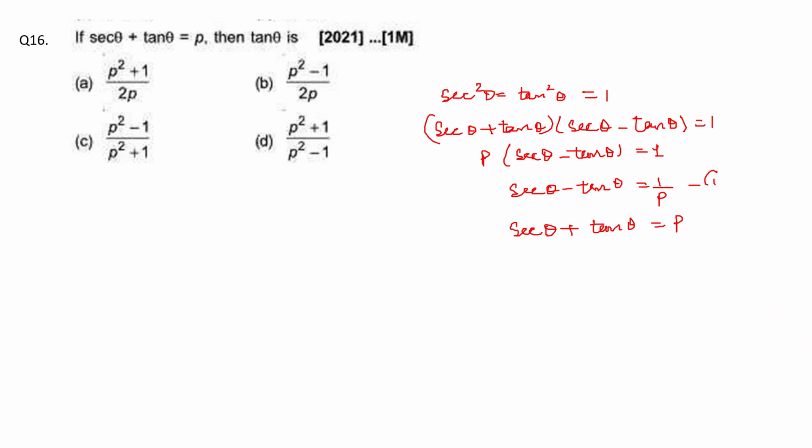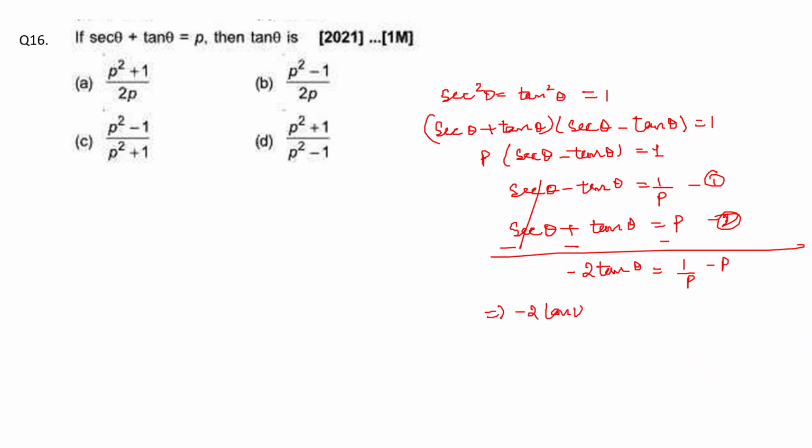So let's subtract both the equations. So sec theta minus sec theta cancels. Here it will be minus 2 tan theta equal to 1 by P minus P. So it will be minus 2 tan theta equal to 1 minus P square by P. So from here we will get tan theta is equal to P square minus 1 by 2P. I have taken minus common over here and then I have transposed minus 2. So minus and minus will get cancelled. So the option is B.